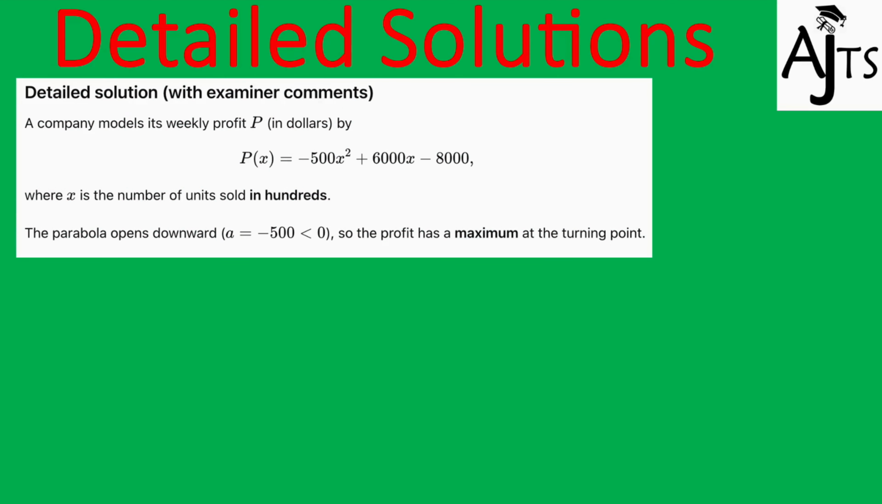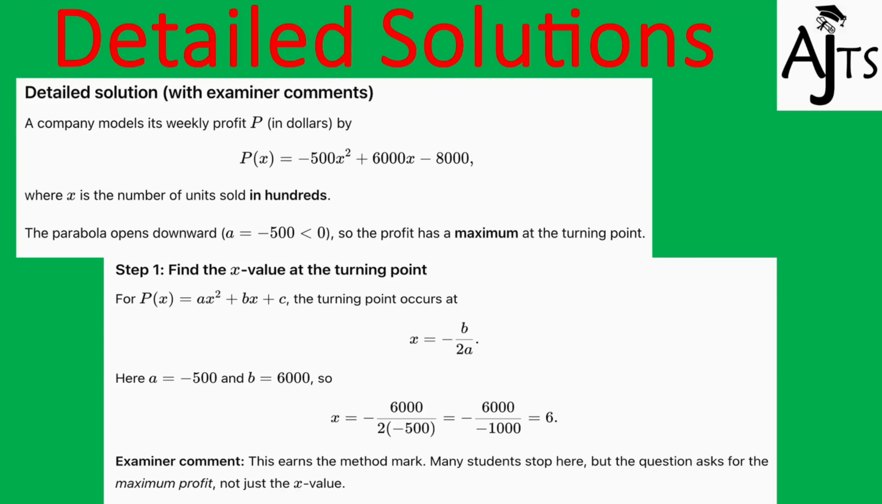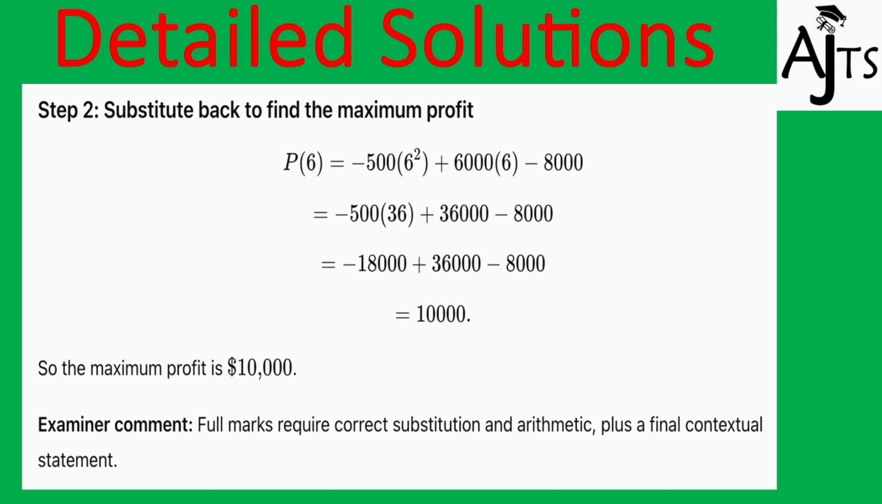We're asked to find the maximum profit, so this is a quadratic optimization problem. The profit is modeled by a quadratic function that opens downward, which tells us the profit has a maximum at the turning point. To find that turning point, we use the standard formula negative b over 2a. Substituting the values gives an x value of 6. This earns the method mark, but many students stop here and lose the remaining marks.